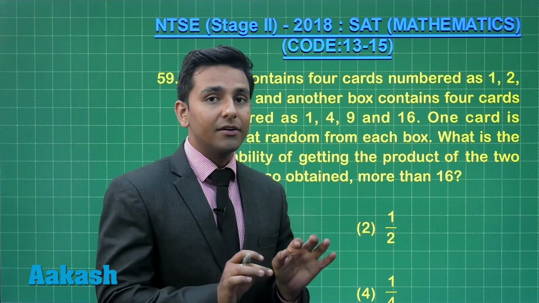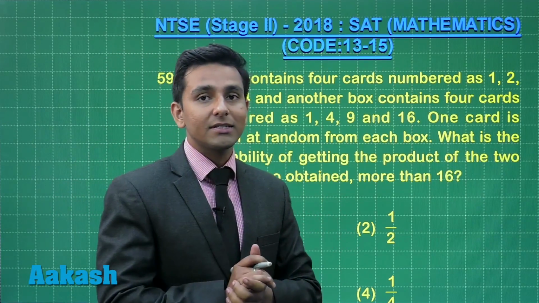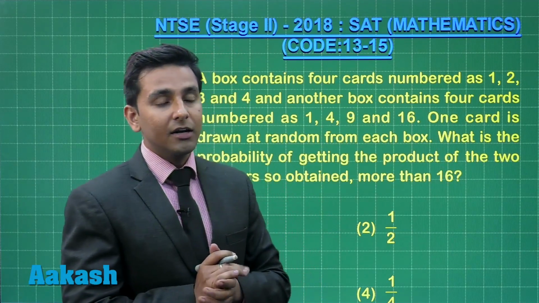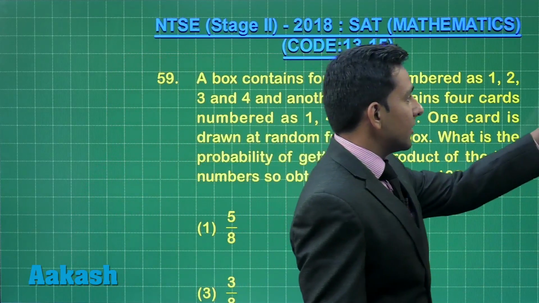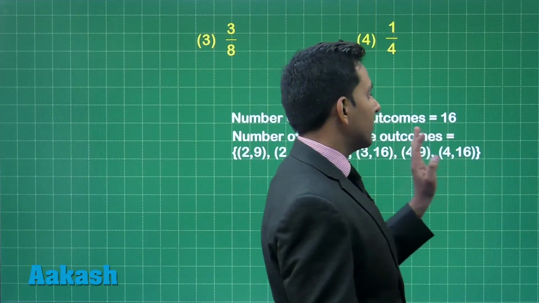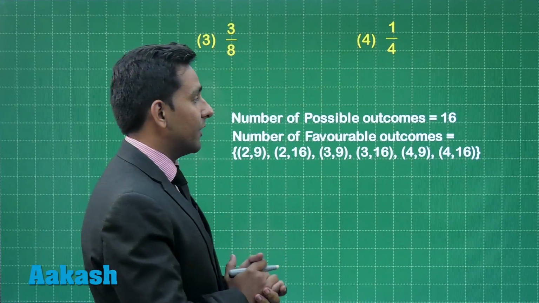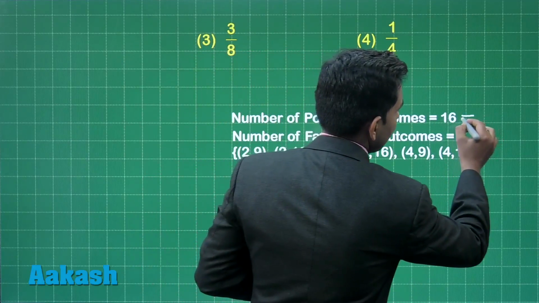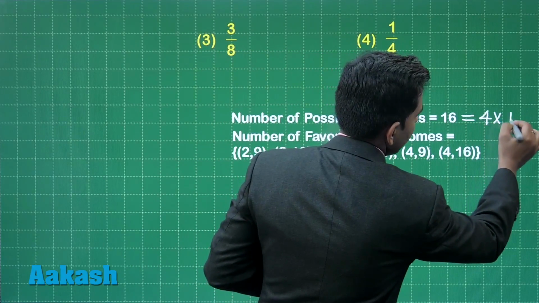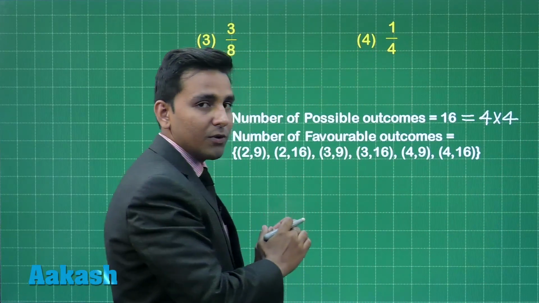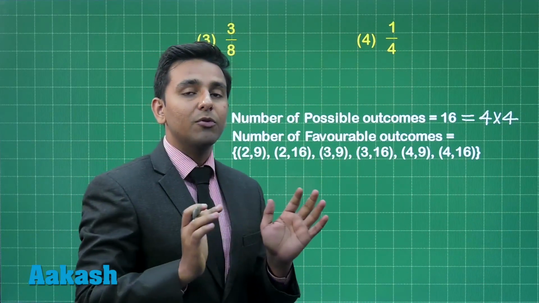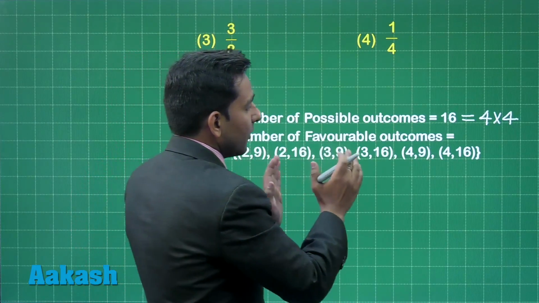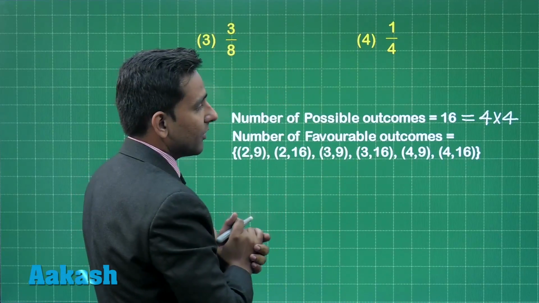That means we have to select 2 cards from 2 different boxes in such a way that the product of the 2 numbers will be greater than 16. So here we have the total possible outcomes and favorable outcomes for this event. The total number of possible outcomes is 16, that we obtained when we multiply the number of cards in box 1 and the number of cards in box 2. That means we have a total of 16 possible outcomes. Then the number of favorable outcomes, here we have 6.